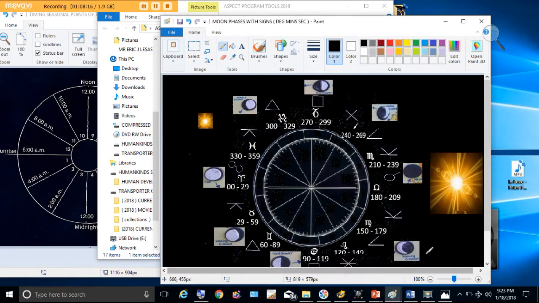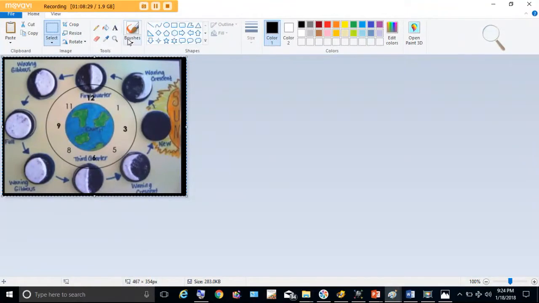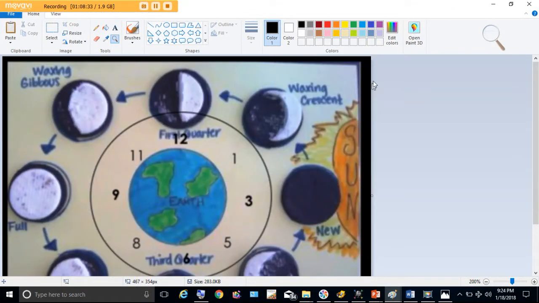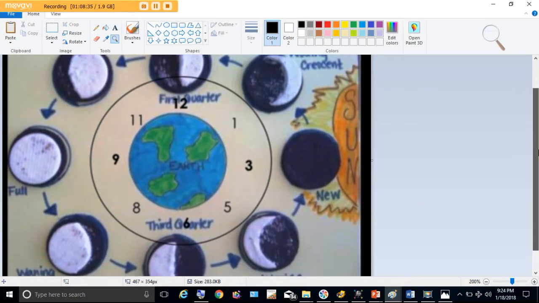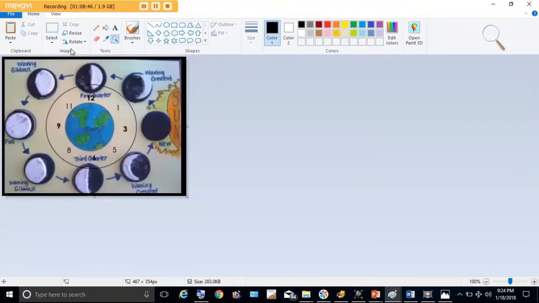Okay, now the moon is out there going around in different phases, right? You have a moon phase. Moon phases phase the earth. They go around the earth. Okay, and here's something. Let me just bring this up. Okay, here's a moon phase diagram. Okay, now you have a moon phase. Okay, because moon phases have everything to do with the emotions on this planet.